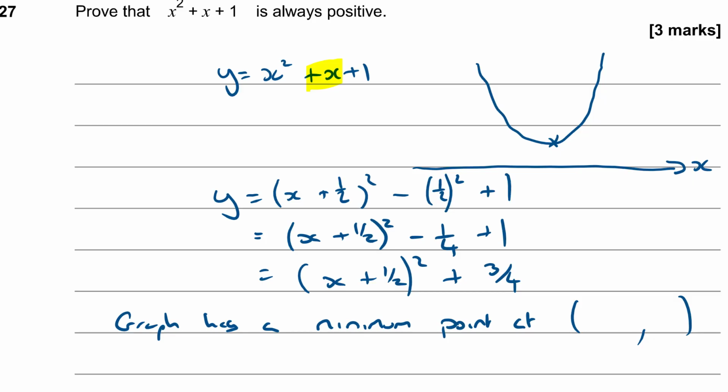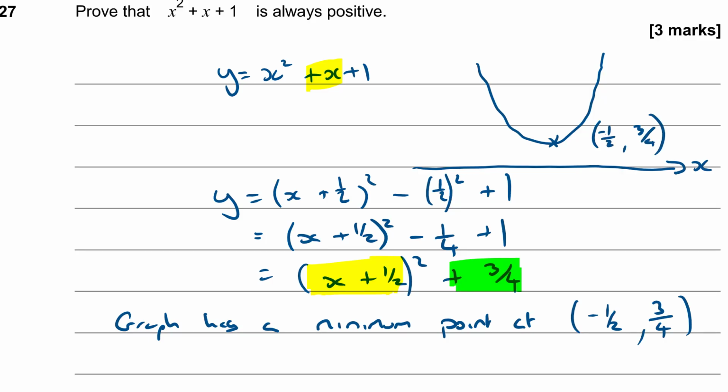The x-coordinate is given by this part of the expression. It's the value of x that makes that bracket equal to 0. So if I let x be minus a half, then minus a half plus a half would be equal to 0, and 0 squared would be 0, and that would be the least possible value of that expression. And if that bracket were 0, then this part here would be our y value. So our y coordinate is going to be 3/4. So this point up here then is minus a half, 3/4.